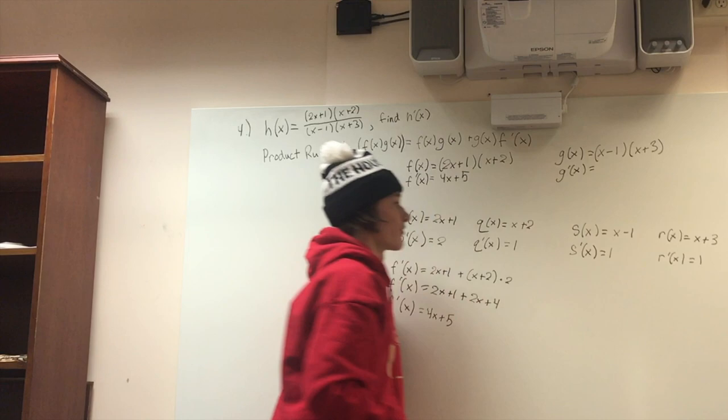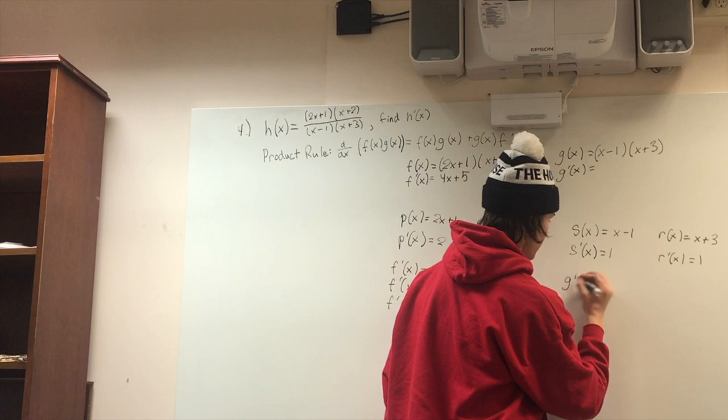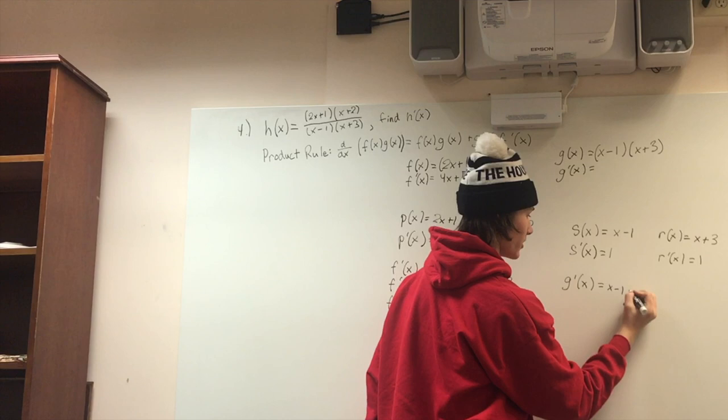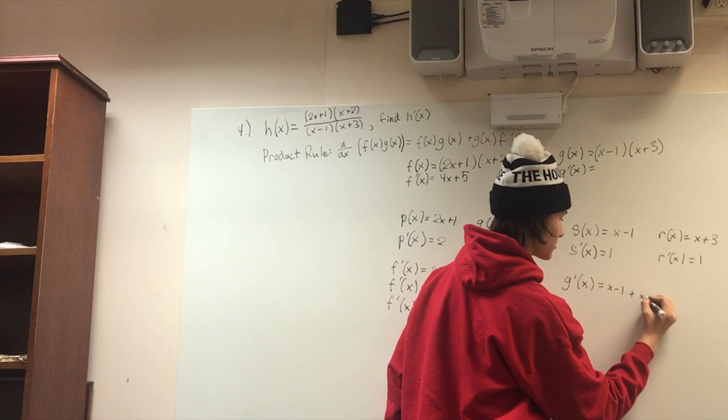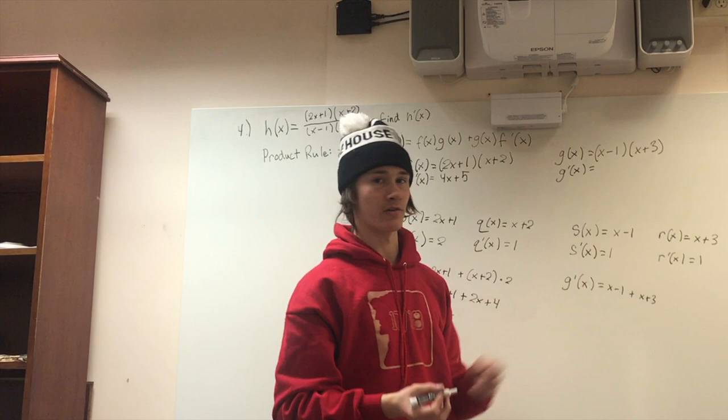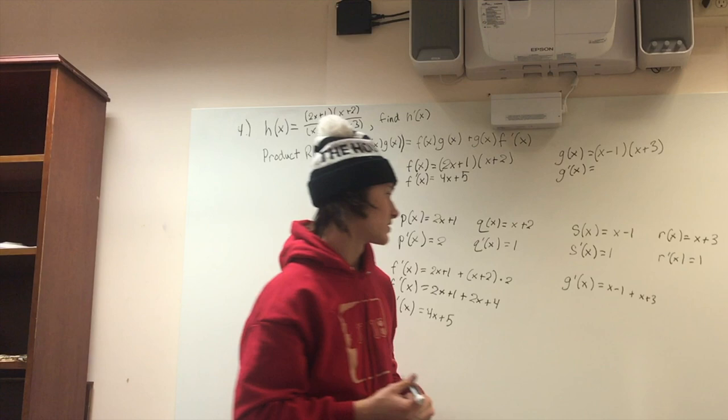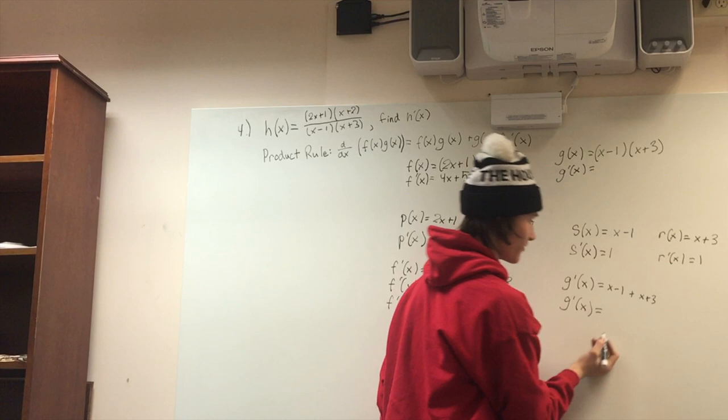Now from here, we can find the derivative of g of x, using the product rule. The derivative of g of x equals x minus 1 times 1, so it stays the same, plus x plus 3 times 1, so it also stays the same. So what that is, is s of x times the derivative of r of x plus r of x times the derivative of s of x. Now we can simplify that a little bit by saying the derivative of g of x is 2x plus 2.